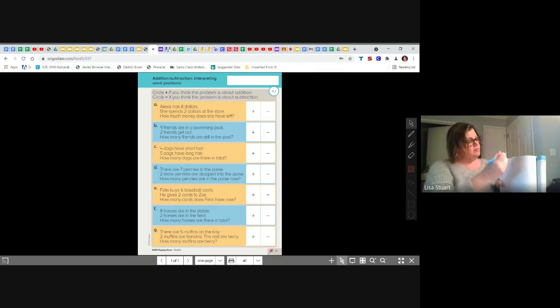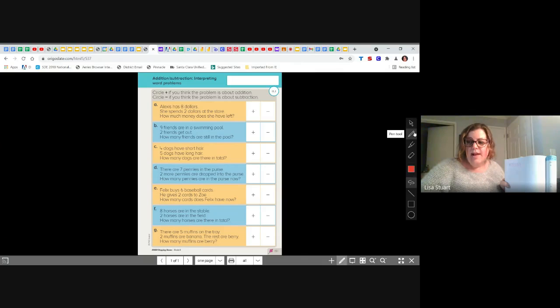Let's count and see how many are left. 1, 2, 3, 4, 5, 6. So if I were making this into an equation, it would look like 8 minus 2 equals 6. She started with $8, she spent 2, and now she has 6 left. So using my online pen tool, I'm going to circle the subtraction sign, the minus. It just looks like one line across. That is a subtraction or a minus sign, a takeaway.